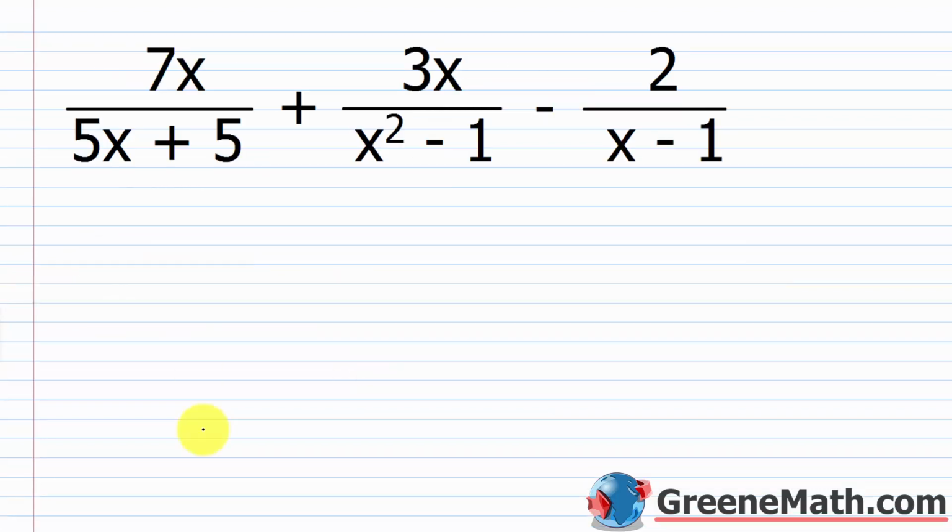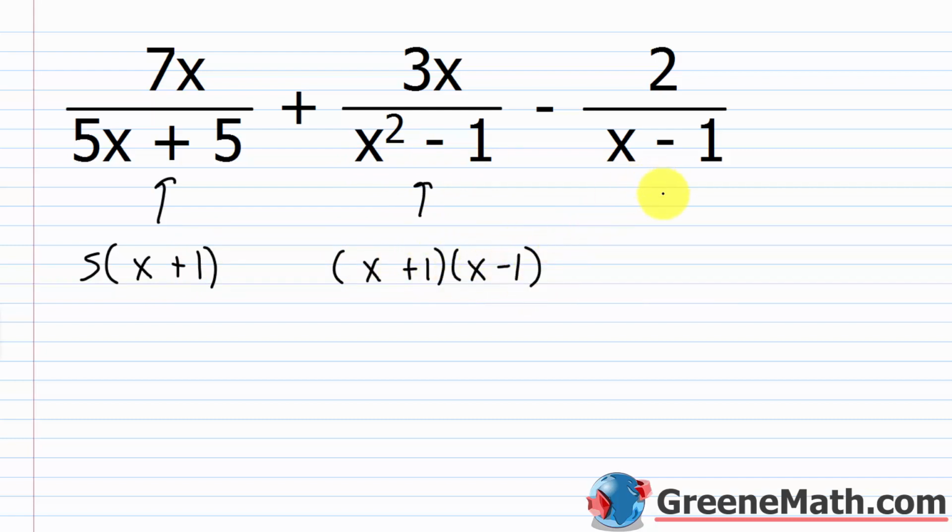All right, for the last one, we have 7x over 5x plus 5, then plus 3x over x squared minus 1, then minus 2 over x minus 1. So what we want to do again is first find the LCD. If I factor the denominator here, I get 5 times the quantity x plus 1. If I factor the denominator here, this is the difference of two squares, so this would be x plus 1 times x minus 1. And then this one is not going to factor. It's just going to be x minus 1.